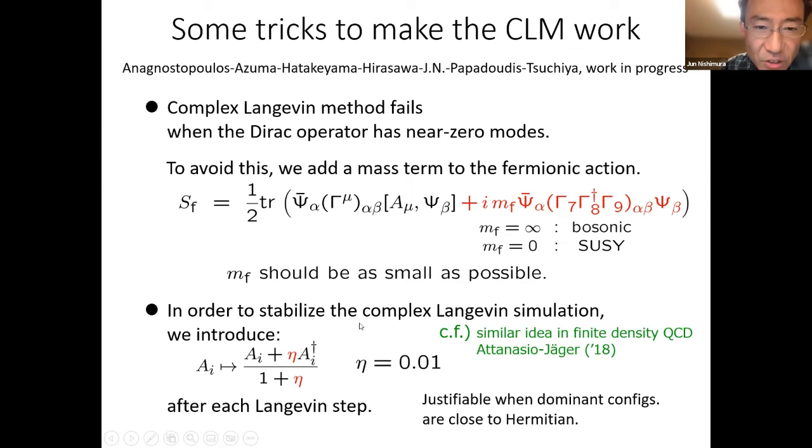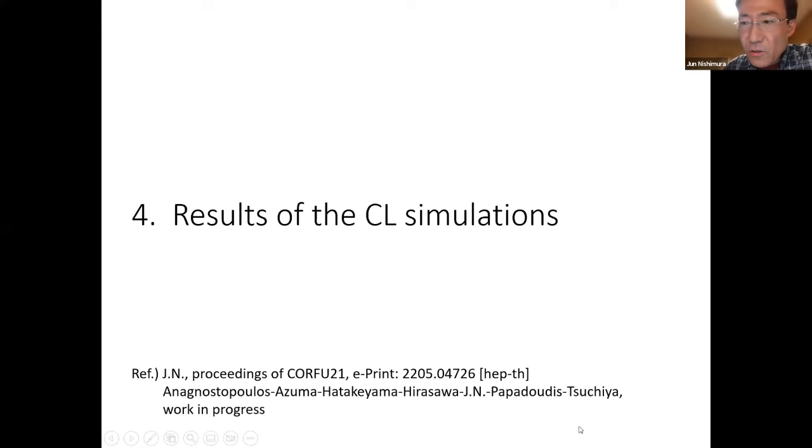Another trick is to stabilize the complex Langevin simulation by introducing some partial hermitizing step after each Langevin step. If eta is 1, this basically makes AI Hermitian at each step of the Langevin simulation. But when eta is small enough, we think that this is still okay. We hope that this is justifiable when dominant configurations are close to Hermitian. So those are the techniques and the method that we use to study this model.